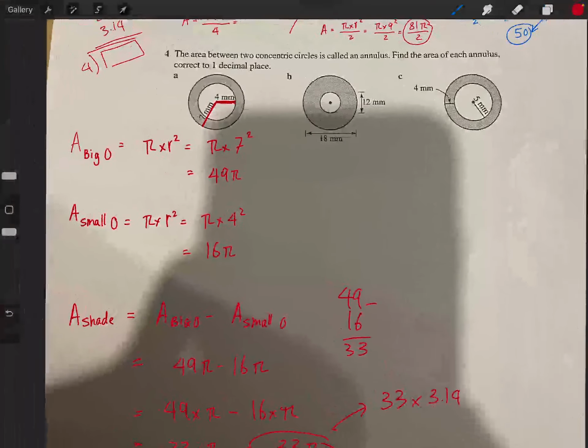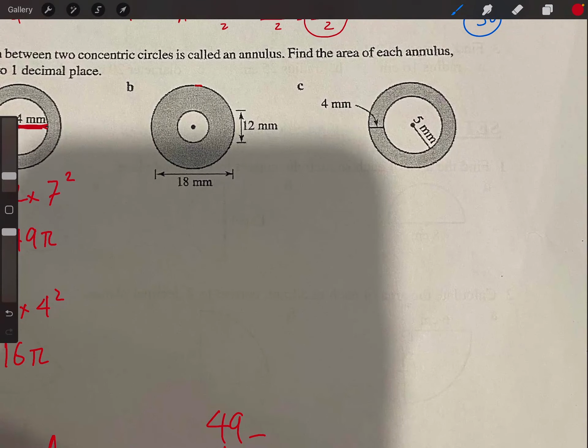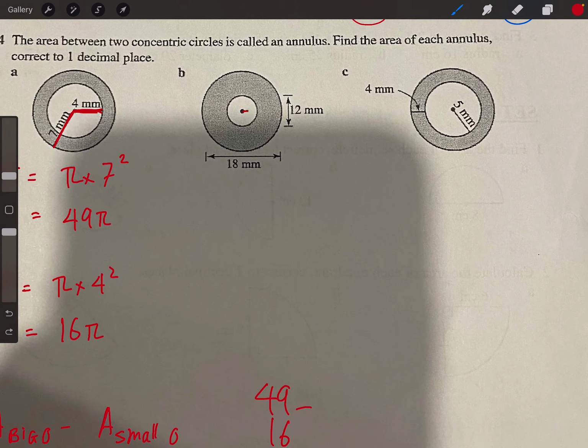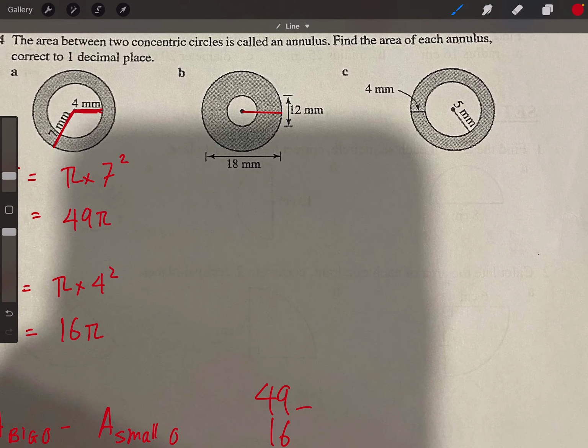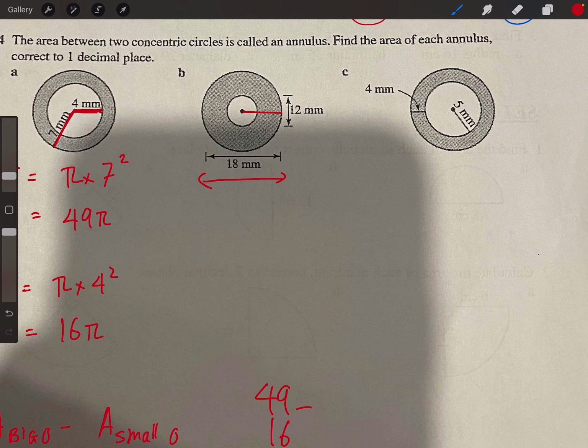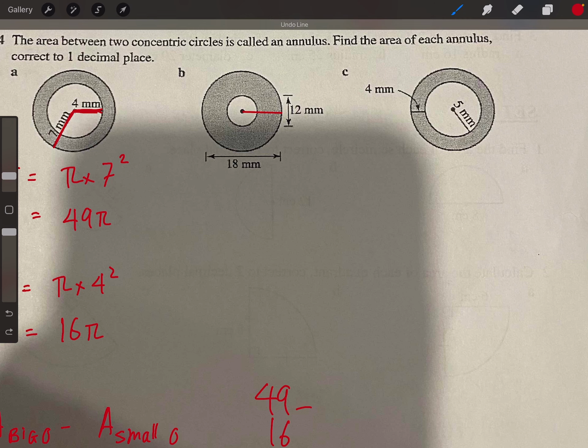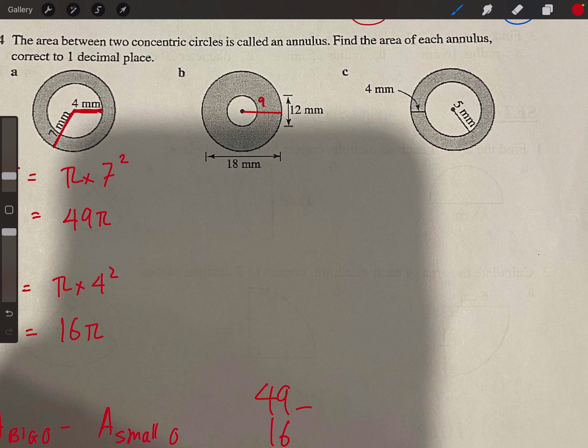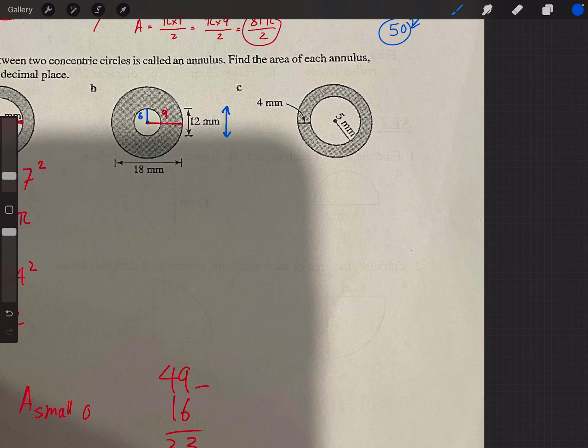Okay, so you're going to do the same thing for B and C. Find the area of the big circle. Okay, so let's have a look. What's the radius of the big circle? Well, if the diameter of the big circle is 18, then the radius must be 9. So therefore the radius of this big circle is 9. Now what's the radius of the small circle? The radius of the small circle, I'm putting blue, is from here to here. But we know that the diameter of the small circle is 12. Then the radius must be 6. Okay, so you can use that to work out your two areas and subtract them.